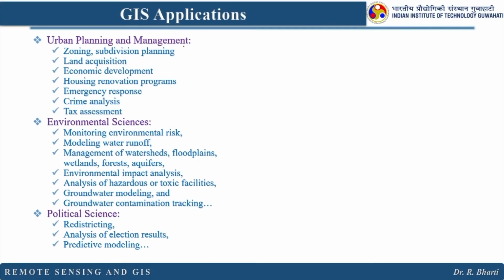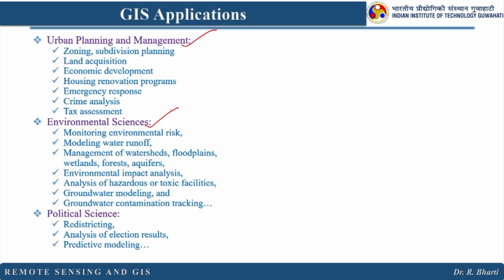Here in GIS we have learned what the basic structure is, what the different data types are, and how we use them. Now let us see what the different application areas are where we apply this GIS. So the first one is urban planning and management. You can just read this.